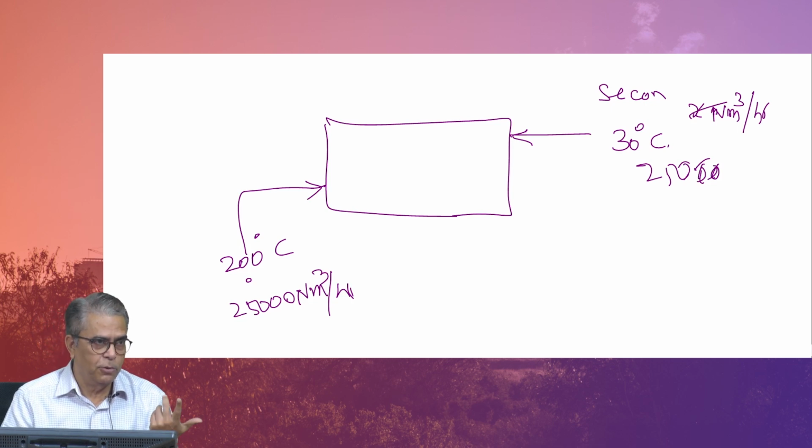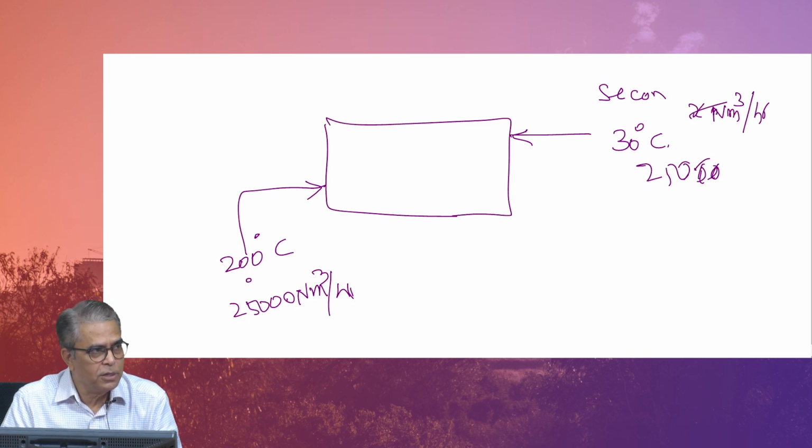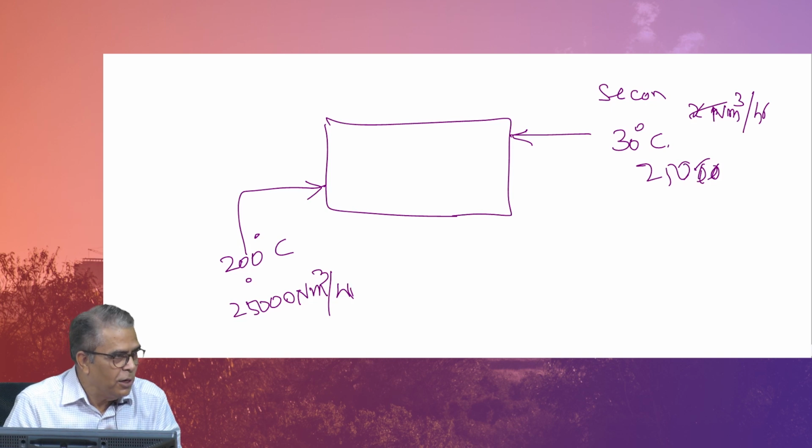I mean, what are you asking me? You can cool down the gases, anything you want. Here in this case, how much is the lowest temperature you can achieve? 30. You can't go below 30, right?